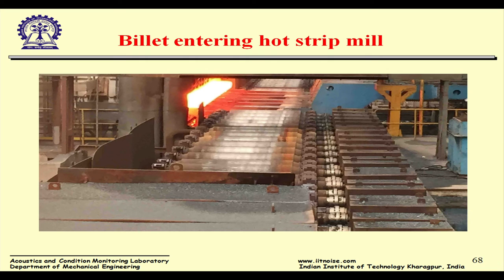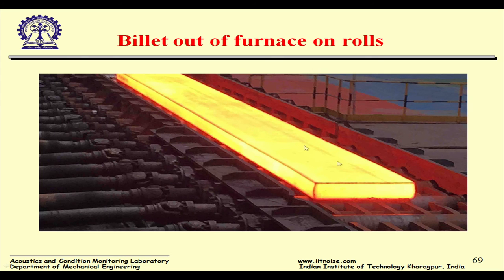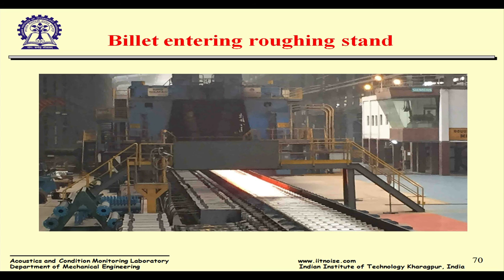This is just to get the students excited. This is how a billet looks coming out of a strip mill in a steel plant, and this is how the steel billet looks. You have to imagine, if one roll failed, what would happen to that steel plant? The bearing failed.